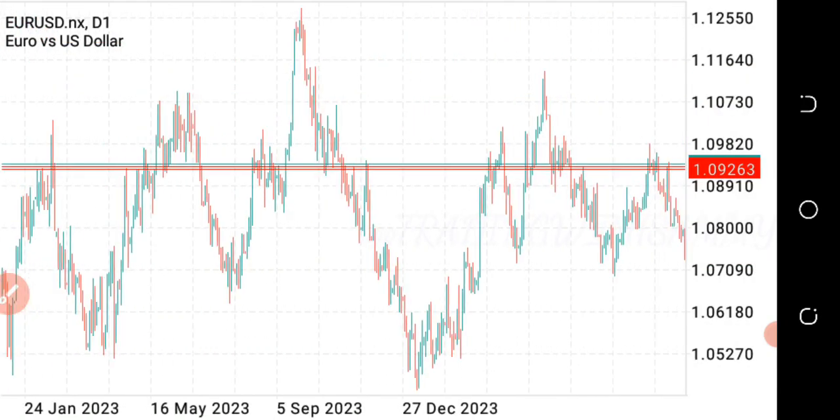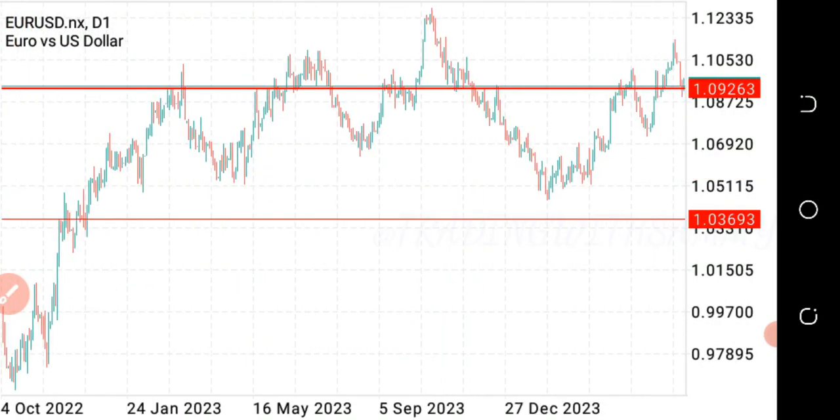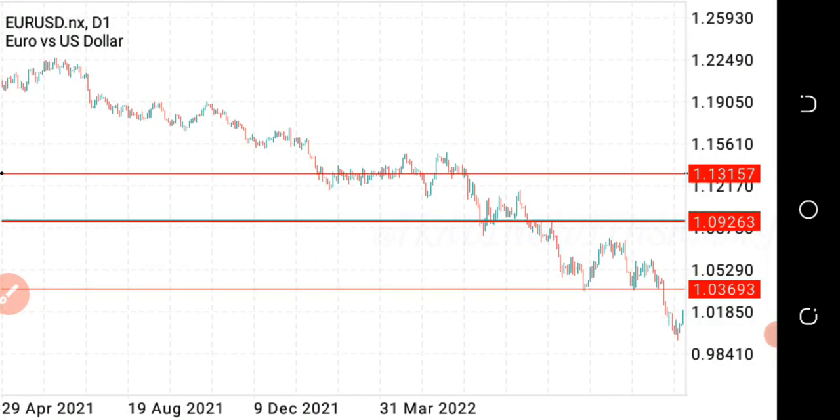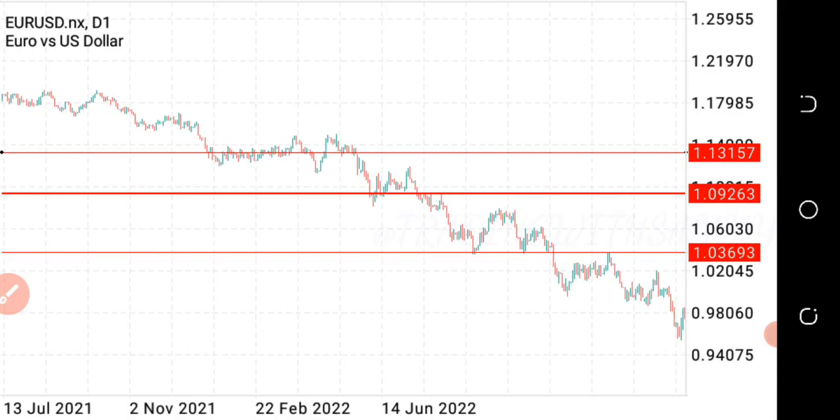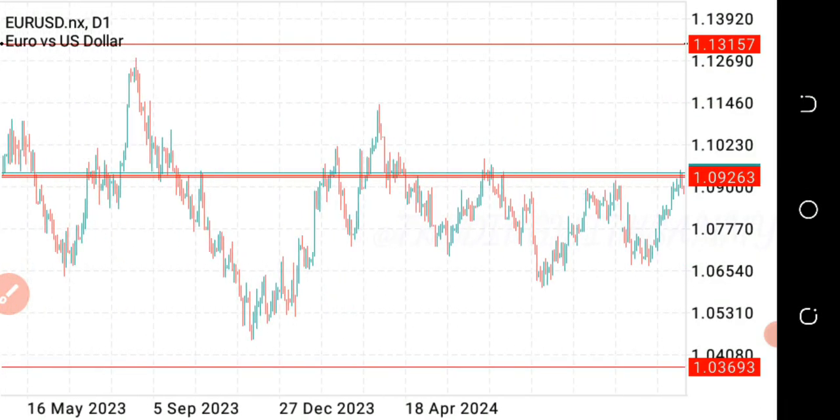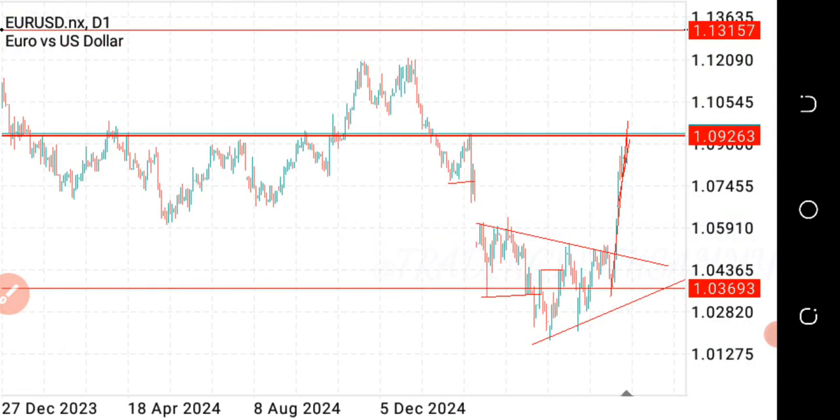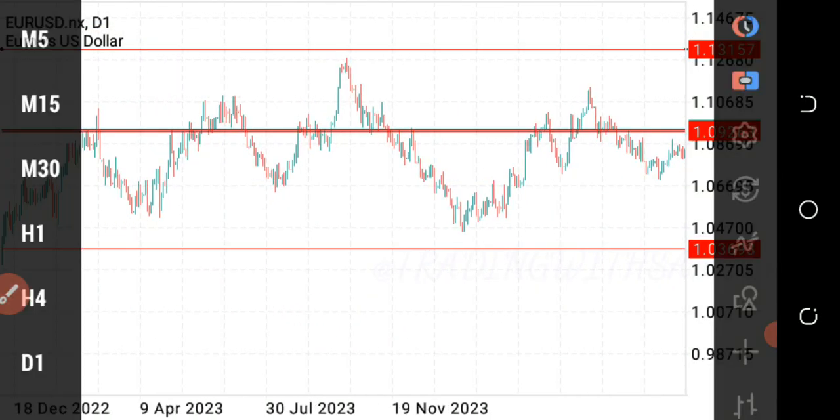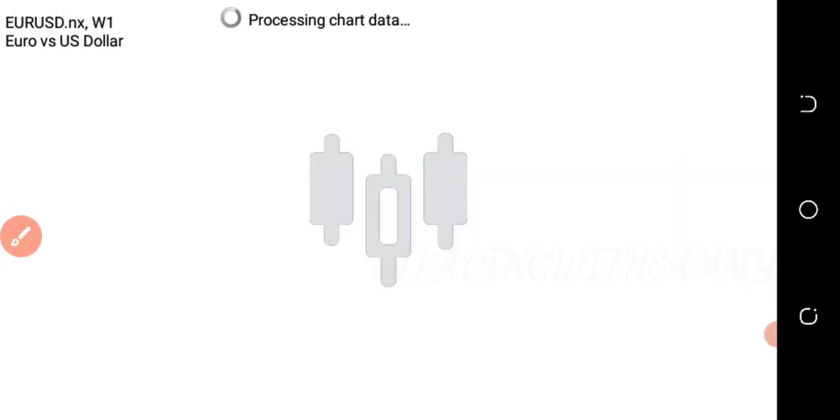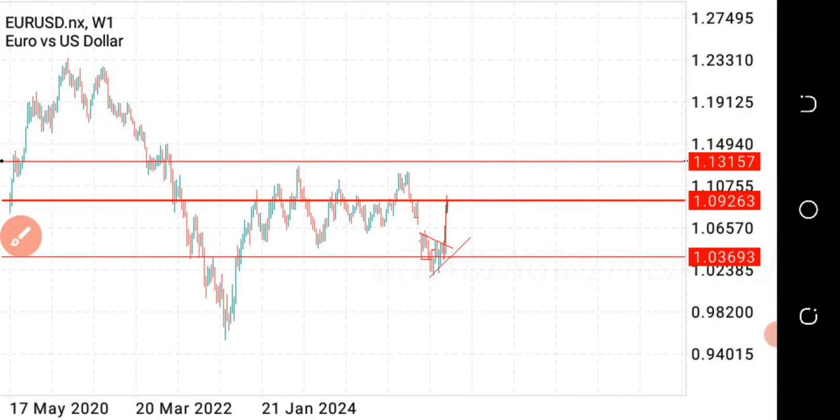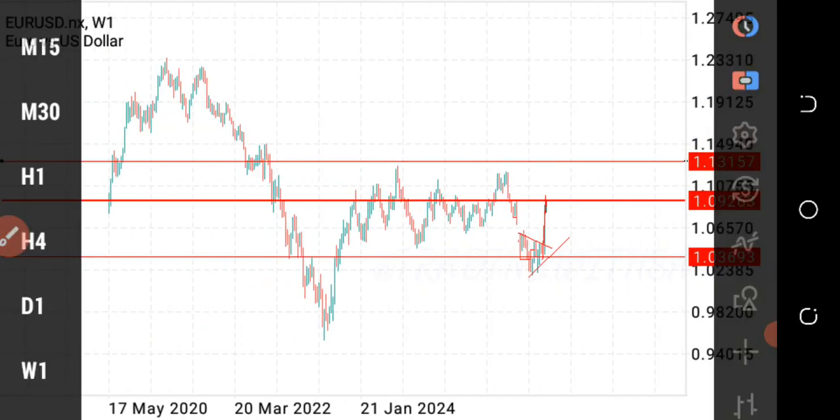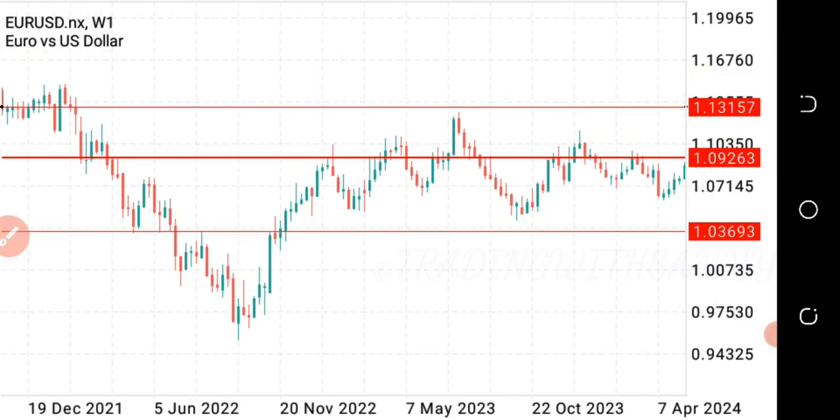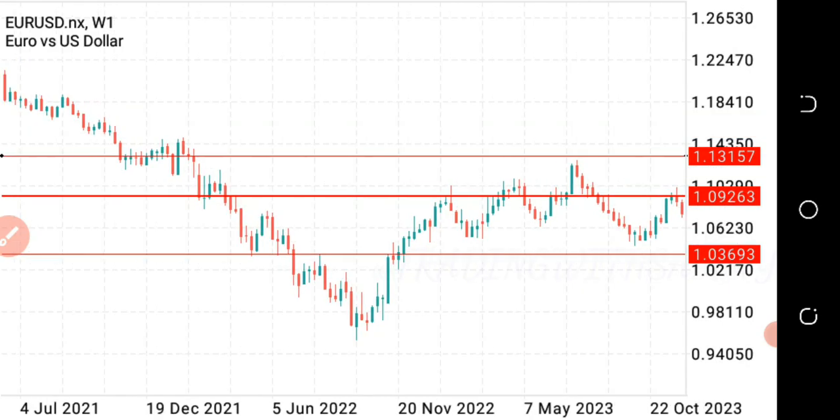Okay, now if you check very well, this last high did not go above this level. This was the last high here, and the market started trending to the downside. So this market is actually bearish. Let's check the weekly time frame. So as you can see, the market is bearish. We are actually moving downward. So what we want to do is identify what price is actually doing.